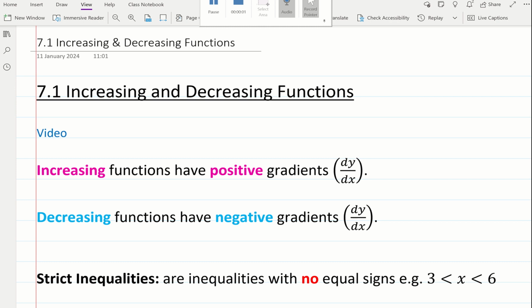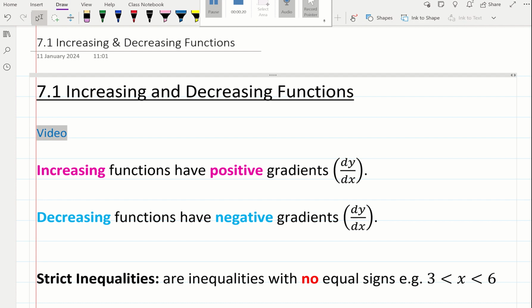In this video, I'm going through P2 and section 7.1, increasing and decreasing functions. So increasing functions, increasing graphs or parts of the graphs have positive gradients, and decreasing functions have negative gradients. Now, the textbook also introduces some inequalities, and they talk about strict inequalities. So I wanted to define what those meant.